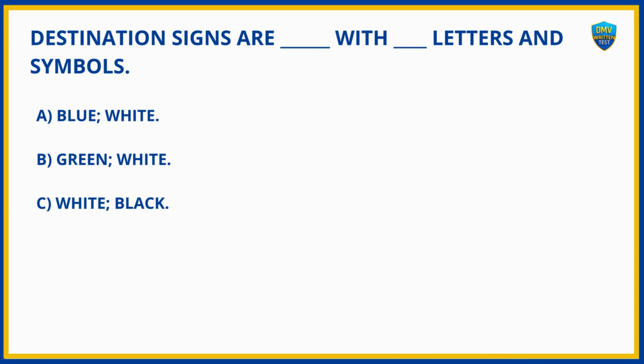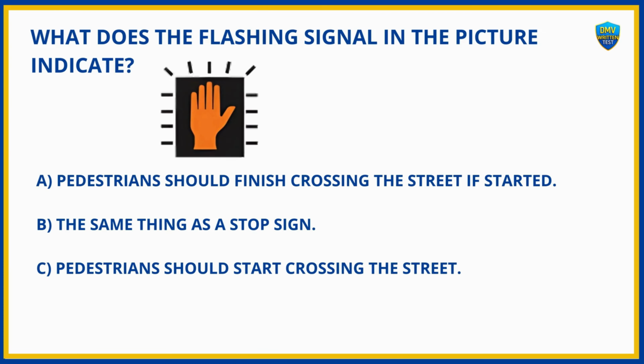Destination signs are with letters and symbols. A. Blue, white. B. Green, white. C. White, black. And the answer is B. Green, white.